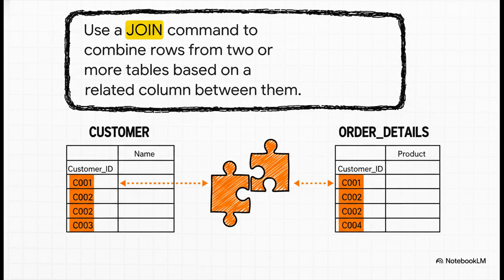A join is an SQL instruction that basically tells the database how to connect two tables. It looks for a common piece of information like a customer ID that exists in both the customer table and the order details table, and then it uses that connection to merge them.